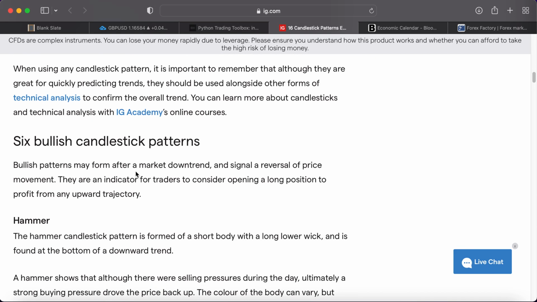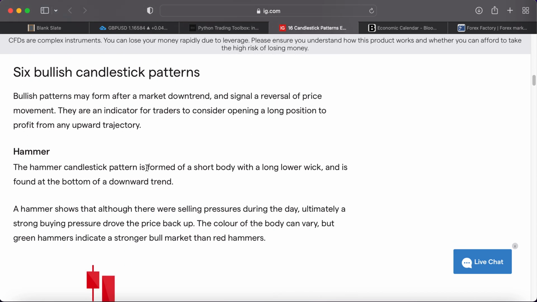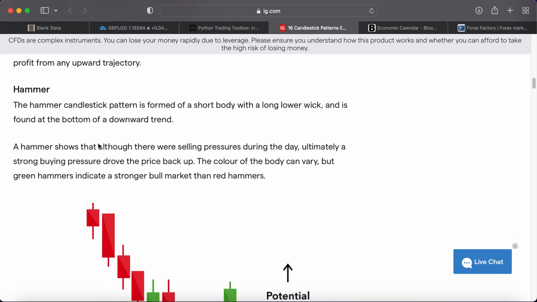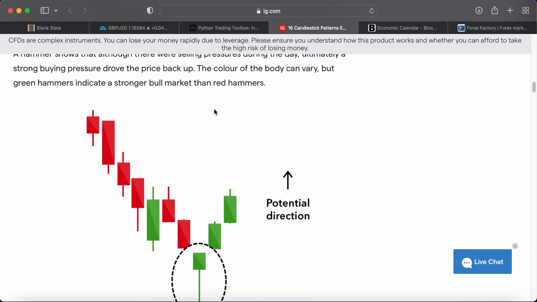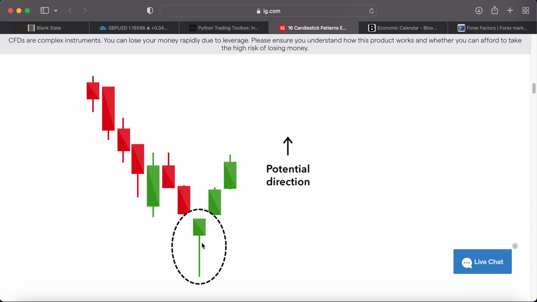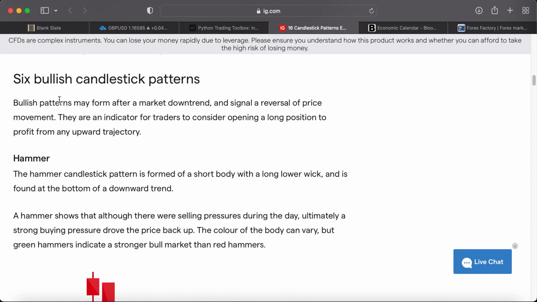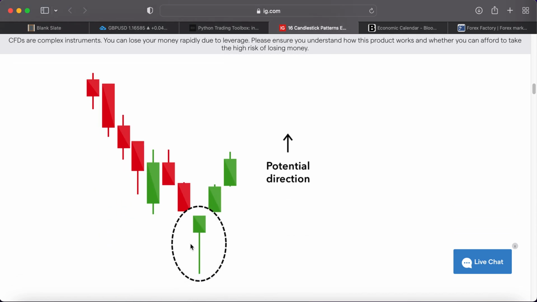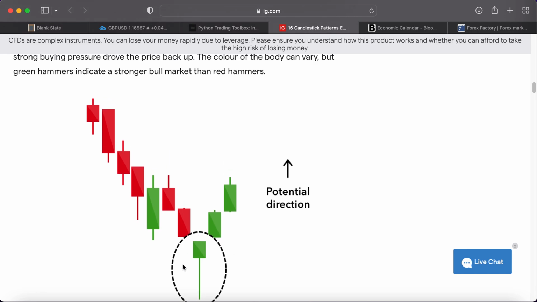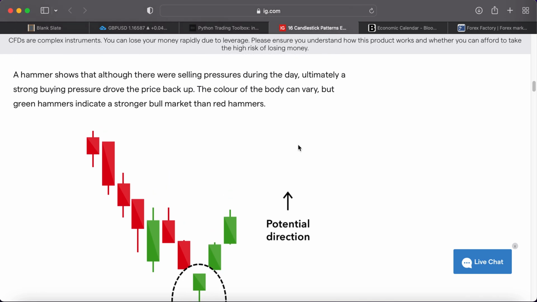So here's a very good resource right here. Six bullish candlestick patterns. This is the hammer. The hammer candlestick pattern is formed of a short body with a long lower wick and is found at the bottom of a downward trend. So you can see right there, right? That's the hammer. It is called the hammer because it looks like a hammer. So this is the signal to them that the potential direction is up.